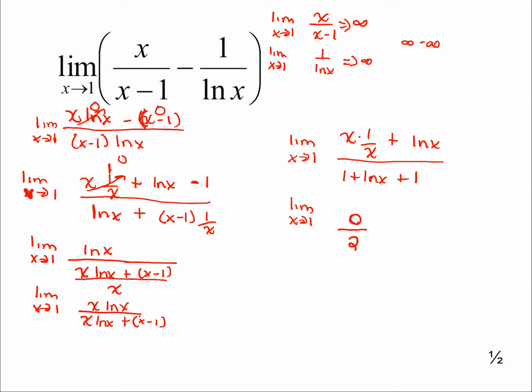Oh, I'm sorry. The limit as x approaches 1 is 0 here. But here, that's just going to be 1. So that's 1 plus 0, which is a half. Yay! So the answer is a half. I shouldn't have written that limit there, but the answer is a half.